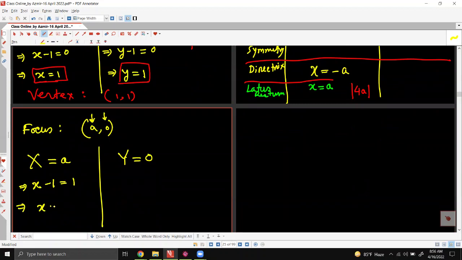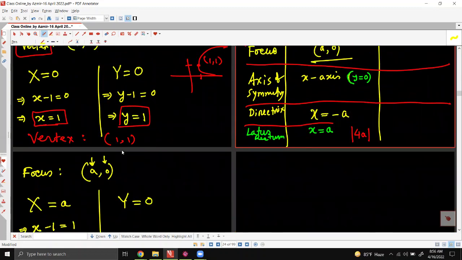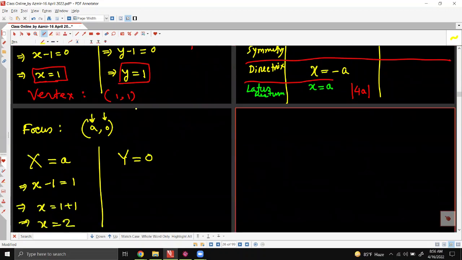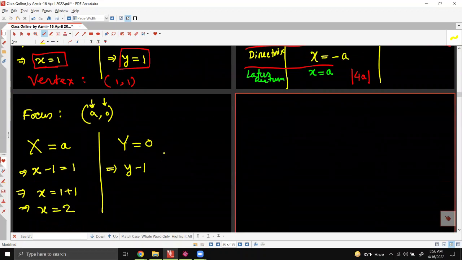That means we have x equals 1 plus 1. That is x equals 2. Capital Y, we have small y minus 1 for the uppercase Y. So let us write here small y minus 1 equals 0. That means y equals 1.